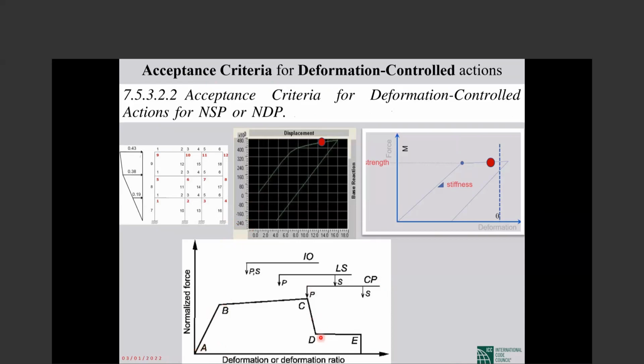Previously the only template for nonlinear behavior was this five-line curve. So we have force control actions, and there is no need for these curves; they are always elastic. Then there are deformation actions. And for all deformation control parameters in steel structures, concrete structures, masonry structures, and wood structures, they use the same shape, just the values change.